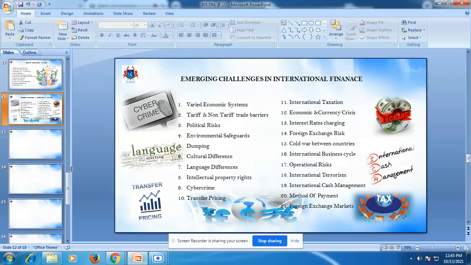Then the second challenge of international finance is tariff and non-tariff trade barriers. In this challenge, the progress of world trade depends on free trade policy. Many countries destroyed free trade among themselves, and this trade restriction is called a trade barrier. The opposite of free trade is trade barriers. These barriers have two kinds. So first is tariff and second is non-tariff.